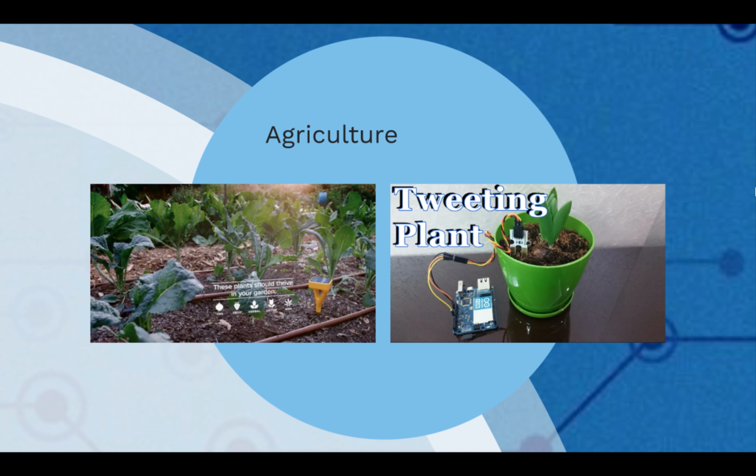You can also see there's this tweeting plant, so that's something I actually made, and you'll be able to see that later when I go over it. And it's basically a plant that sensor gets data and puts it to the cloud and tweets it to Twitter.